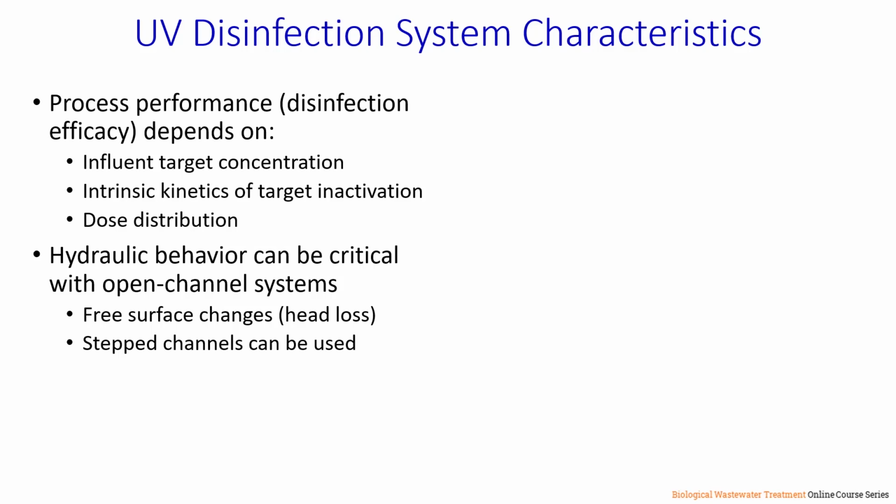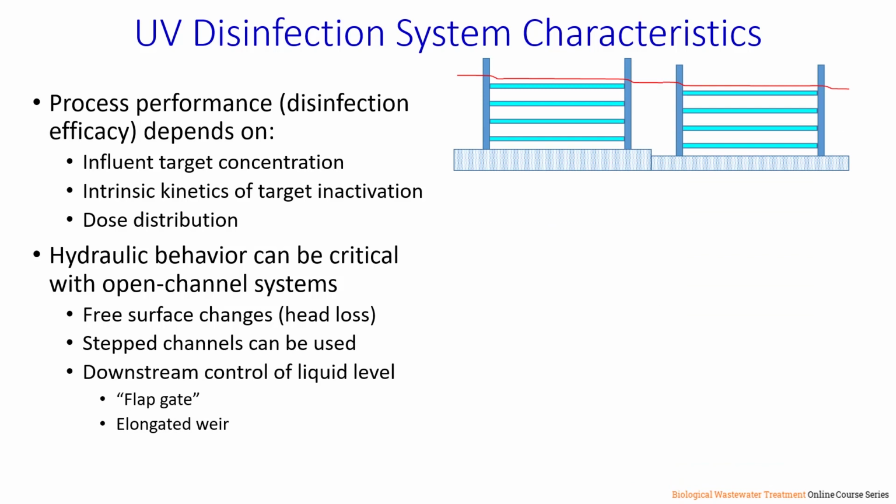These systems are typically characterized by head losses that are evident as changes in free surface profile. To address this, sometimes we use stepped channels. A schematic illustration is presented in the upper right. The red line in this graph illustrates the free surface profile, where oftentimes we'll see small changes in free surface elevation as the water flows past stationary objects. This results in a decrease in the free surface elevation.